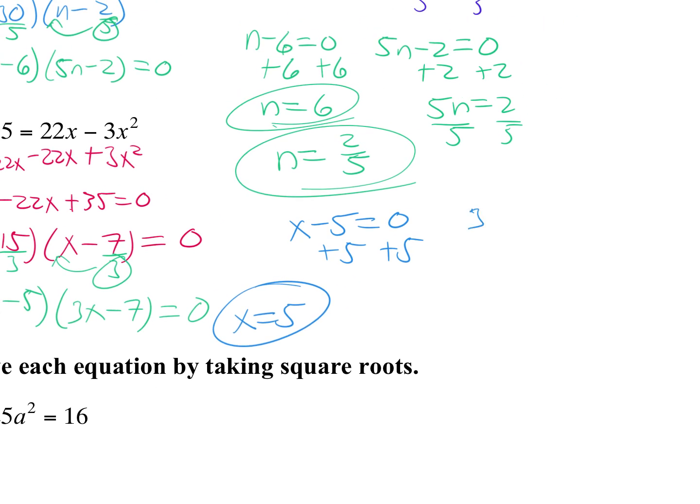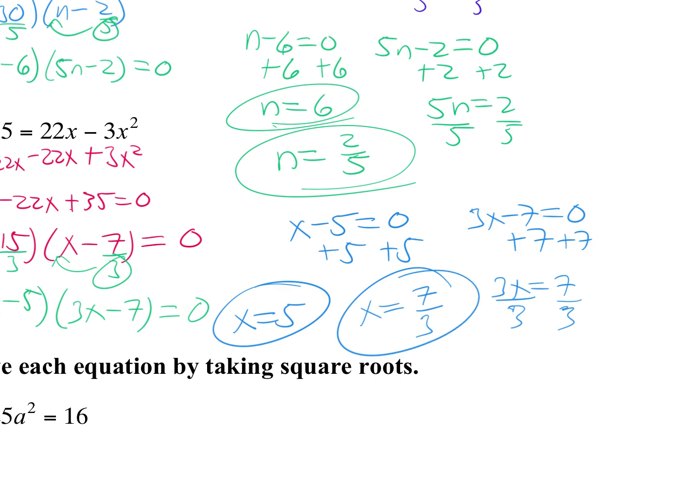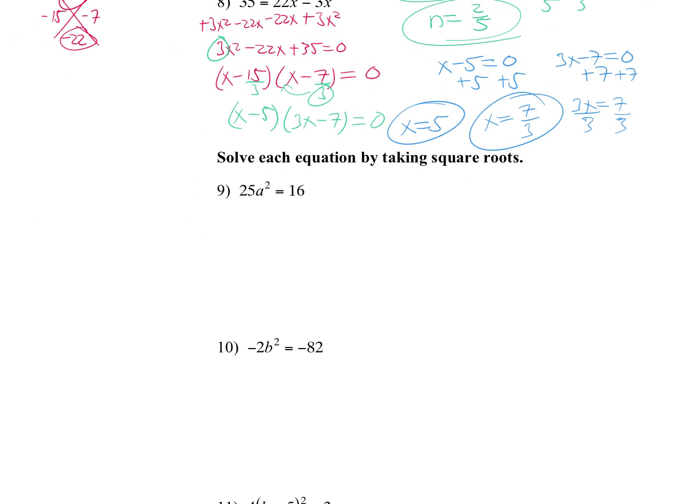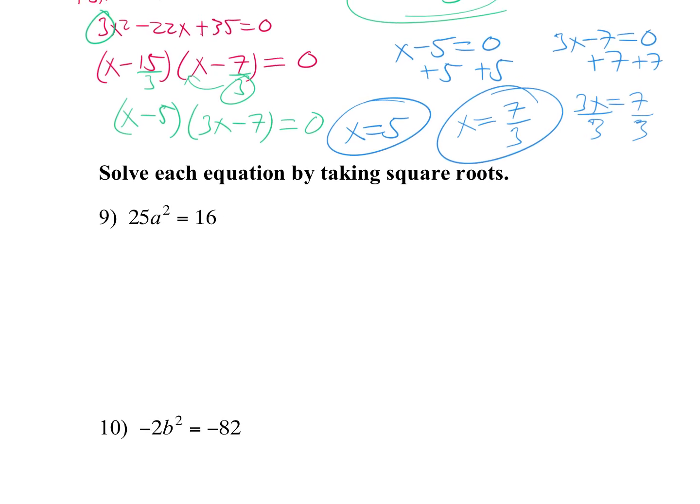Then 3x minus 7 equals 0. Add 7 on both sides, we get 3x equals 7. Divide both sides by 3, and then you get x equals 7 over 3 as another one of your answers. That's it for the factoring section. Let's try some of the square roots now.